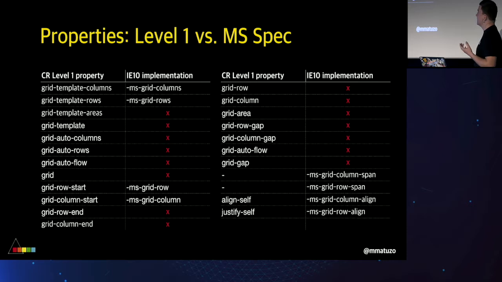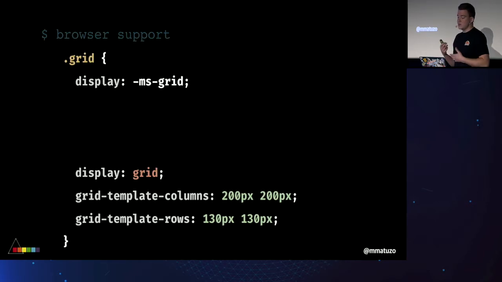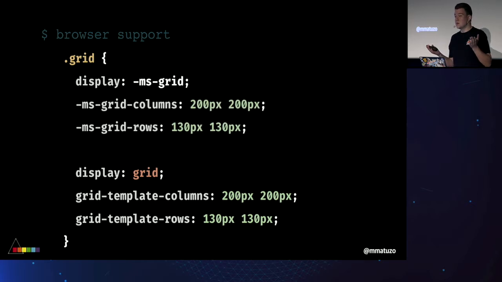Pretty much the only thing we can do with the old specification is to draw grids and place items explicitly. There are no gaps, there are no areas, most shorthands don't work, there is no auto placement, alignment is very limited, so it's very, very limited. But if you want to use it, you can. You just select it like any other item and use the prefix properties. So in this case, display MS Grid and MS Grid columns and rows.